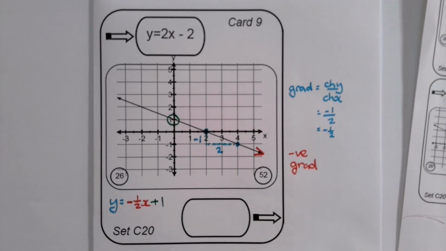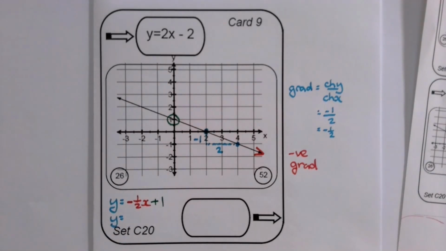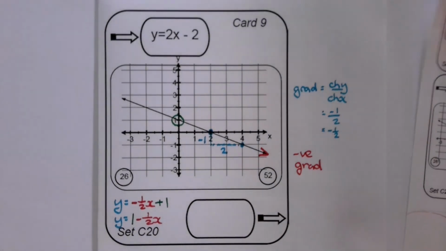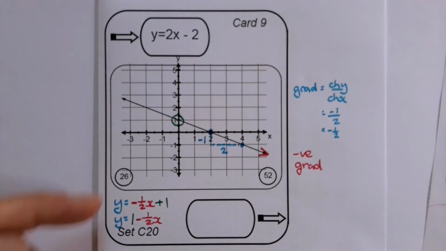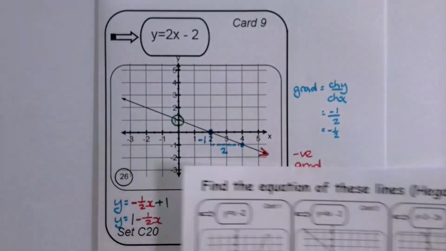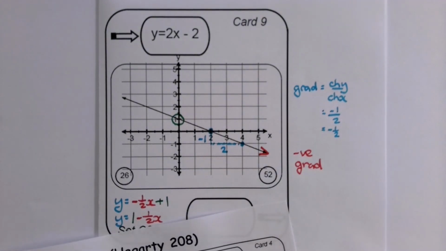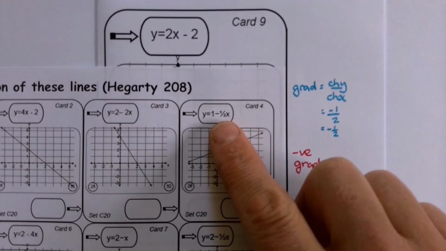Now sometimes in maths we don't like these minus signs flapping out the front, and sometimes we just like to tidy it up. So in this case we'd probably tidy this up and say it's 1 take away half x. So we have a look on the grid card. We don't know which flavour it's going to be in, right? It'll either say y is minus half x plus 1 or y is 1 take away half x. It's going to be one of those. So let's have a look. Let's get that on the screen. There we go. So card 4, 1 take away half x.